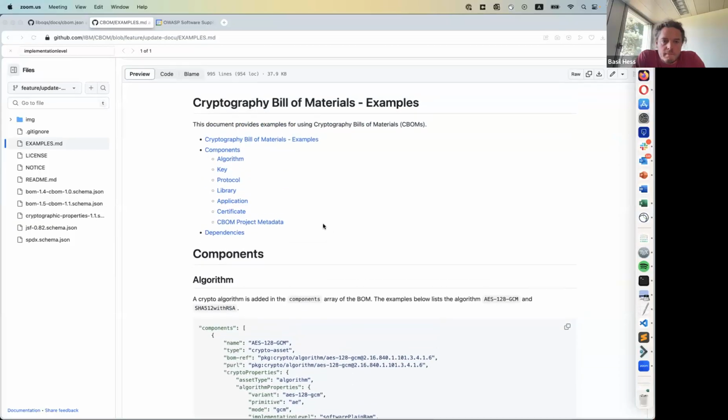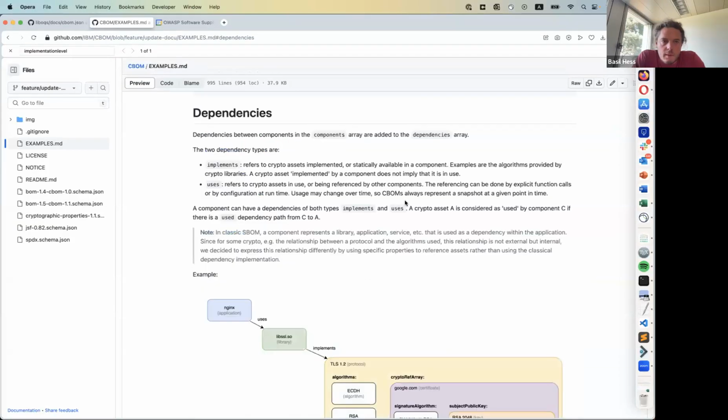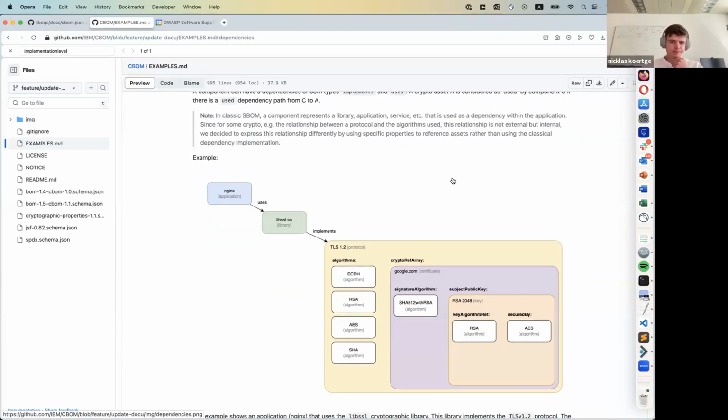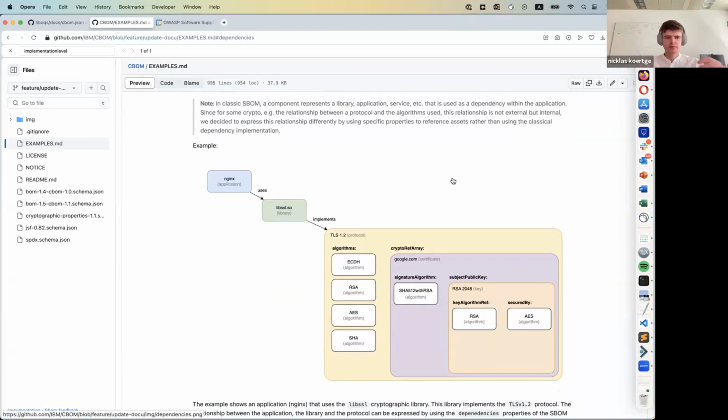The use case that we have in the examples page is what you see from a network scanning perspective. Maybe I can quickly share my screen with that page. You should see my screen right now. Yes.